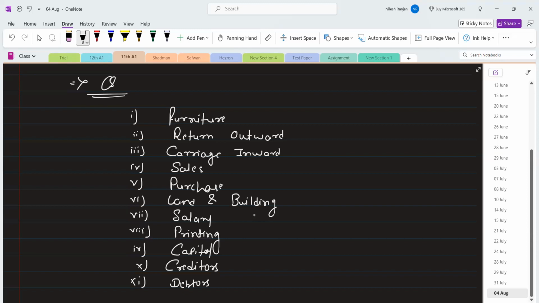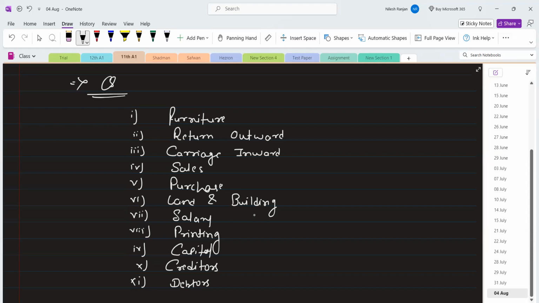Do you understand what carriage inward is? I guess it's some item. I've heard it in school also, but I don't know exactly. Carriage. Okay, so how did you say that it will go on the debit side?